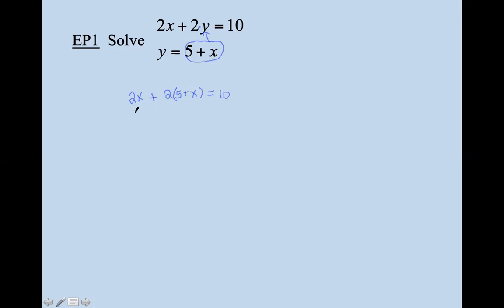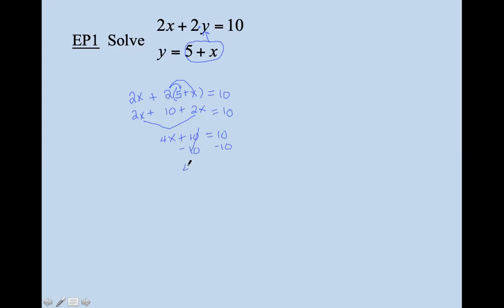So now I simplify and solve this equation. So I have 2x plus, here I'm going to use the distributive property, 2 times 5 is 10, plus 2 times x is 2x equals 10. All right, so I've eliminated the parentheses. My next step, of course, in solving an equation is to combine like terms. On this side, I have 2x plus 2x is 4x. I bring down my 10. I bring down my equals 10 on the other side. All right, so now I'm going to subtract 10 from both sides here.